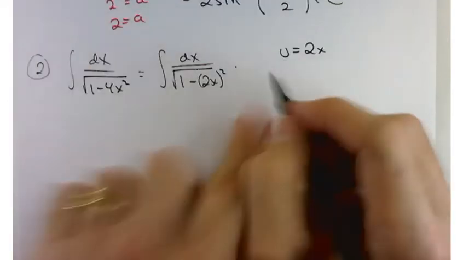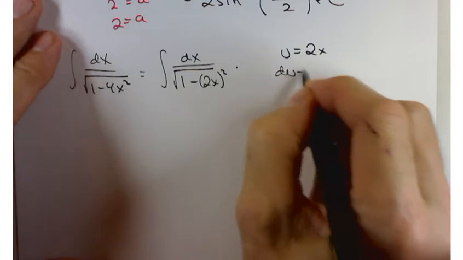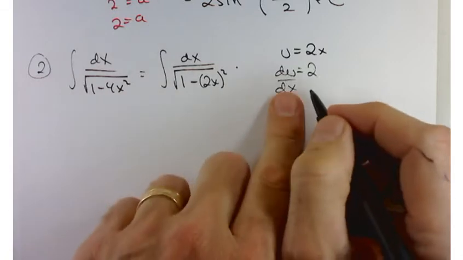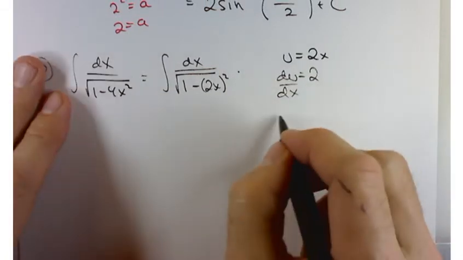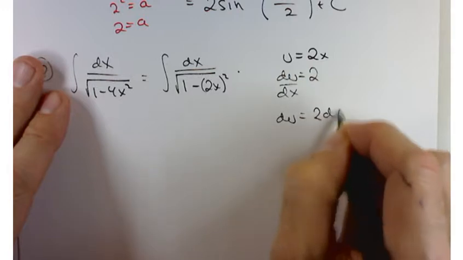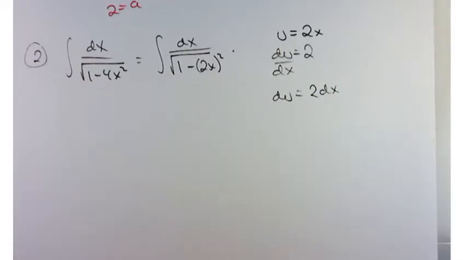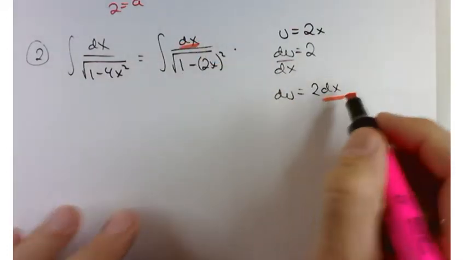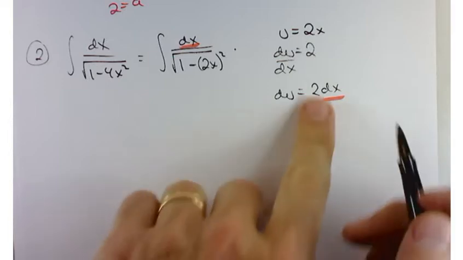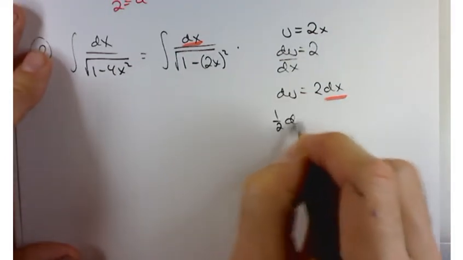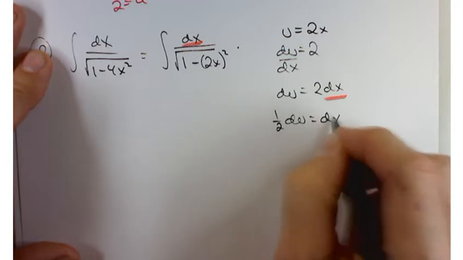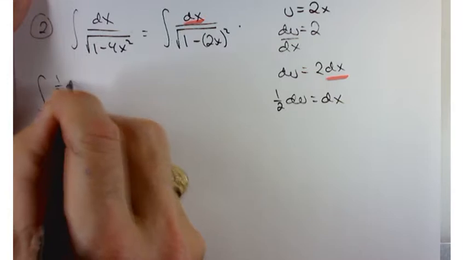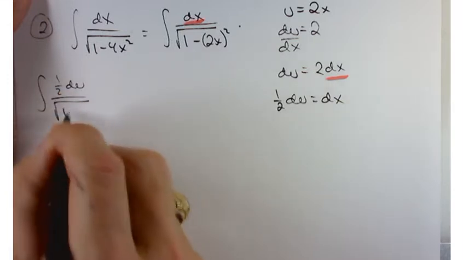Okay, so the rest of this looks like this. du over dx equals 2. When you multiply both sides by dx, you get du equals 2 dx. Now, my habit is solving for what I have in the integral, and in the integral I've got a dx. So if I divide both sides by 2, or multiply by 1/2, 1/2 du equals dx. From there, I can make my substitution: 1/2 du over the square root of 1 minus u squared.